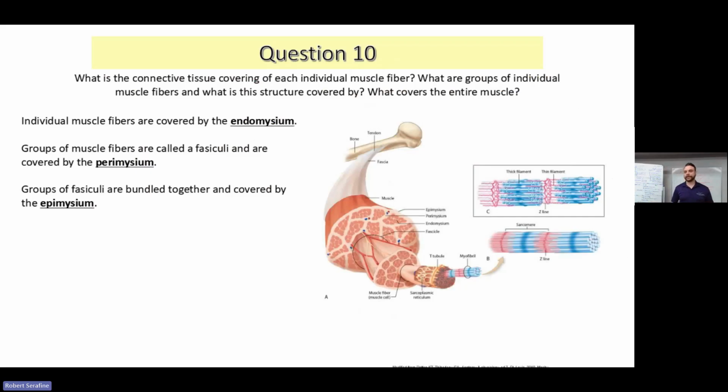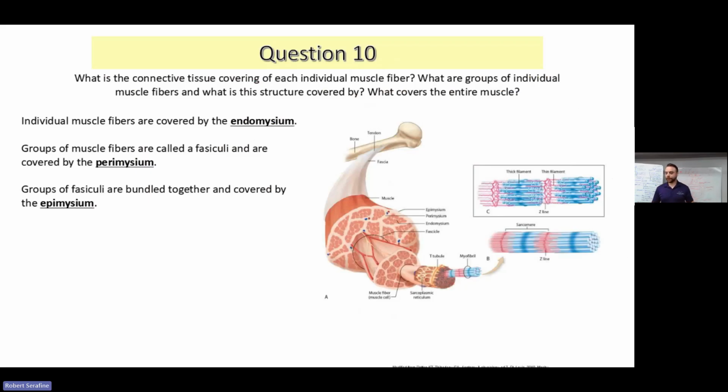Now, we do have connective tissue that covers, supports, and gives shape to the individual muscle fiber, to the individual muscle fiber groups, the fascicles, and to the entire muscle itself. So the innermost layer, we could consider it, the individual muscle fiber, is covered by the endomysium. Let's break that word down real quick. Endo means within, the inner region. Myo, muscle, and then sium refers to a membrane. So endomysium means the innermost lining of the muscle, in this case the muscle fiber. So the endomysium covers the individual muscle fiber.